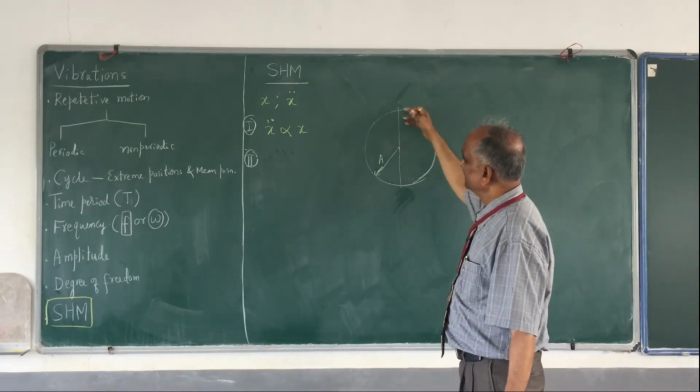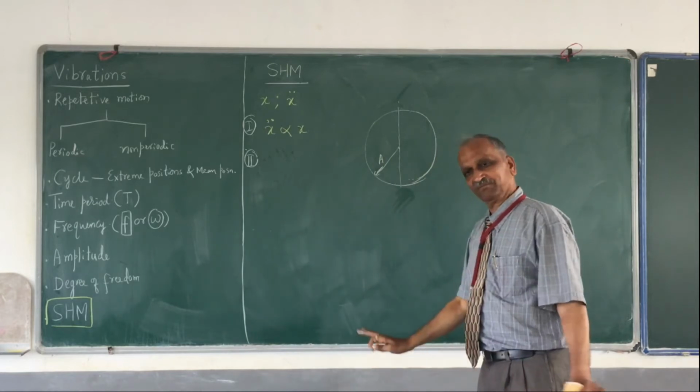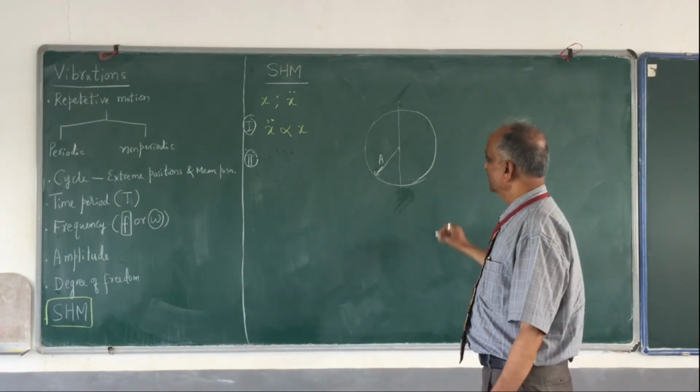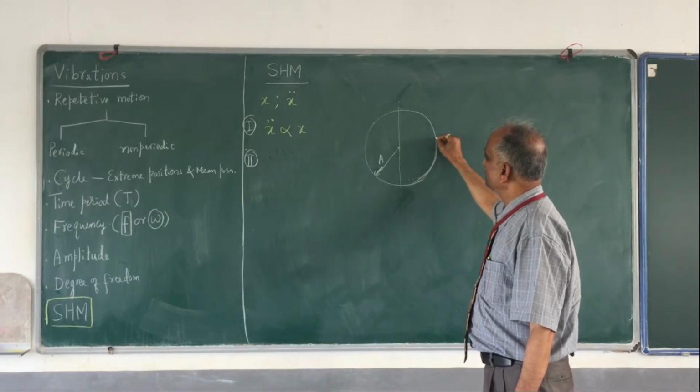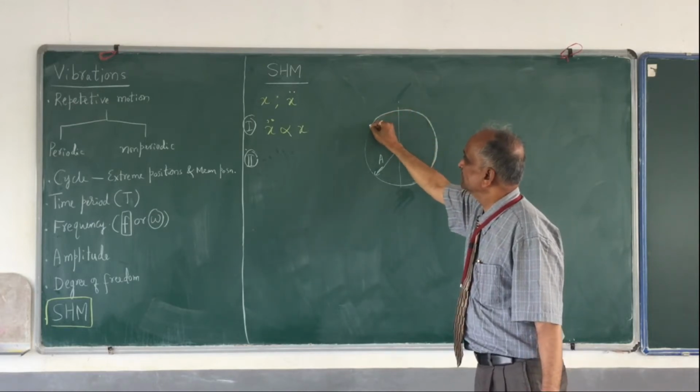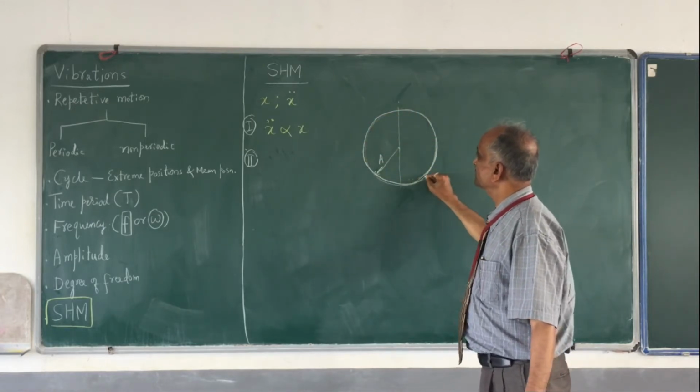So there is a circle whose radius is A. That's all I have. Now, what is this? This is the circumference.